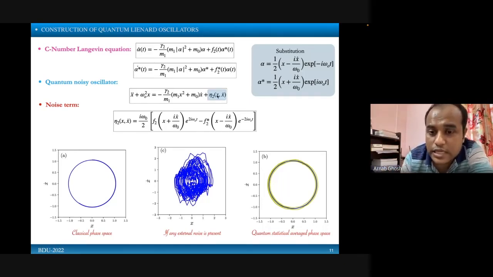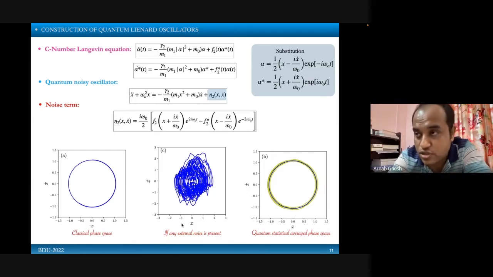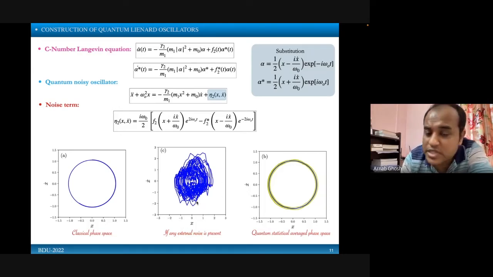This is internal noise. What do I mean by internal? It means there is a relation between these dissipations and this noise. But if it is external noise, that means there is no correlation between the dissipation and the noise, then the limit cycle is completely lost, and we get this kind of image. So it destroys the stability of the limit cycle. Otherwise, as long as this fluctuation-dissipation relation is retained, you still get a limit cycle, although it's fuzzy.